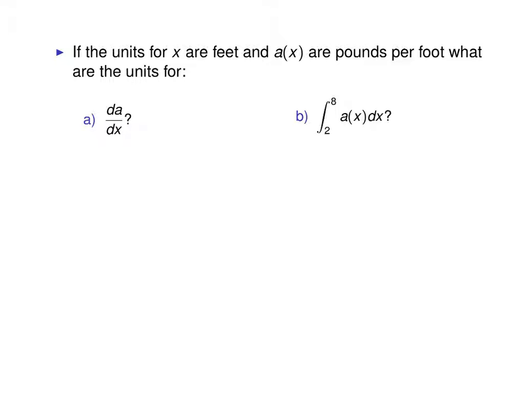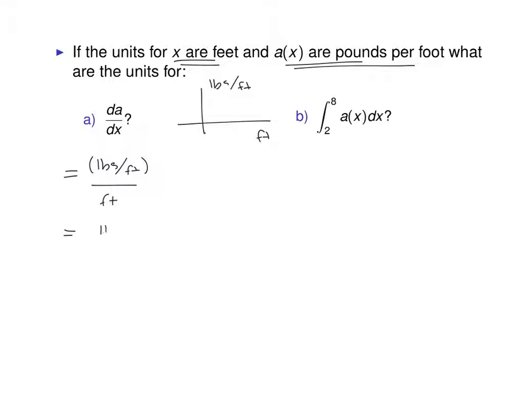So if the units for x are in feet, and A of x is in pounds per foot, so you have feet and pounds per foot. So for dA dx, it's pounds per foot, which, as Natalie said, is pounds per square foot. Right? Versus the integral, the units will be pounds per foot times foot, which will be pounds.